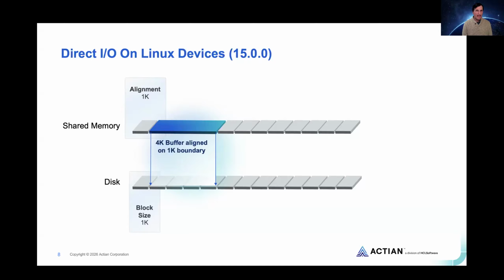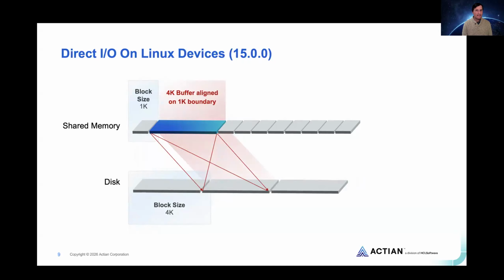And we'll go to the next slide now, and we'll take this same 4K buffer in memory that's aligned on a 1K boundary. If we attempt to write that directly to a disk that has a 4K block size, that will not work. We will get an error because those two alignments are not considered compatible.